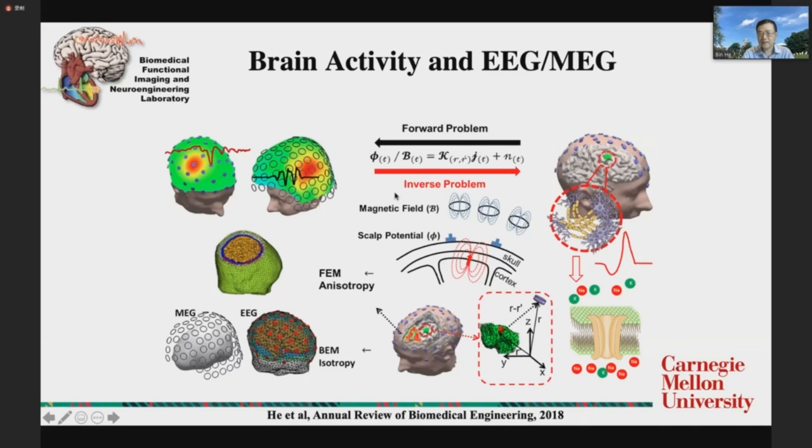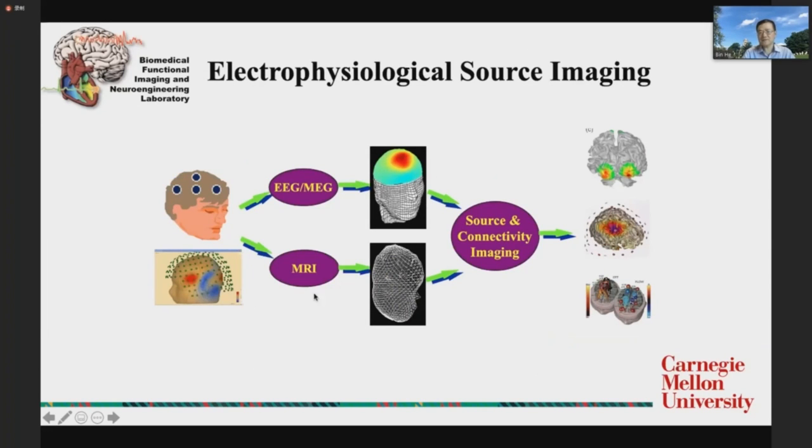The relationship between the neuronal excitation and the scalp EEG or MEG can be represented by such a simplified linear system equation. So by solving this linear inverse problem, we may obtain the source distribution inside the brain corresponding to a measured EEG or MEG. This approach we call electrophysiological source imaging: starting with the scalp EEG or MEG, with the aid of structural MRI and this anatomical information, we solve the source imaging problem. We could obtain relatively high spatial resolution and definitely high temporal resolution source distribution inside the brain.